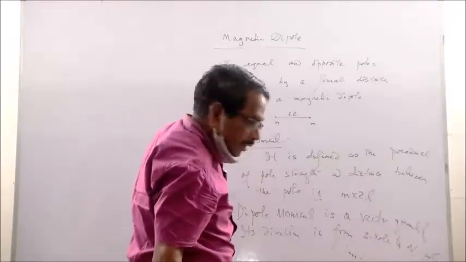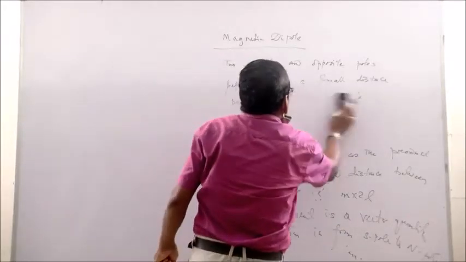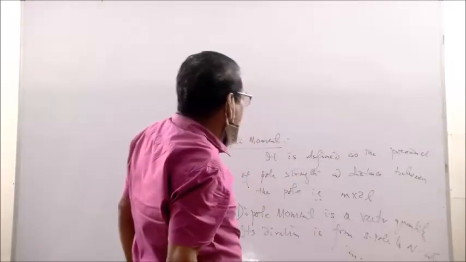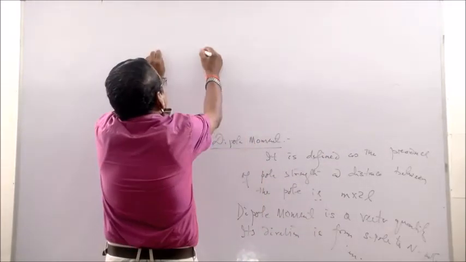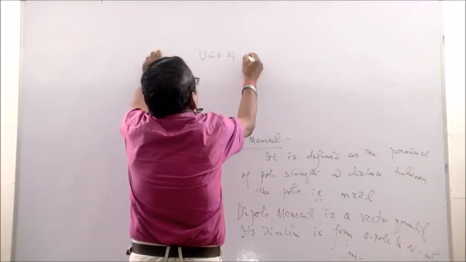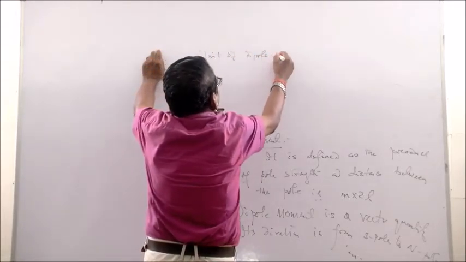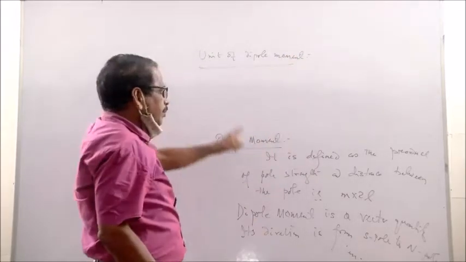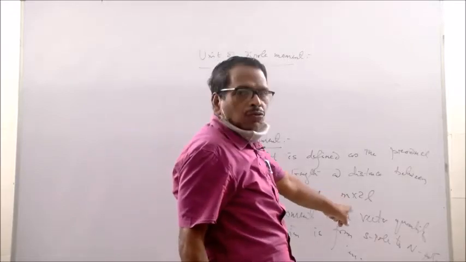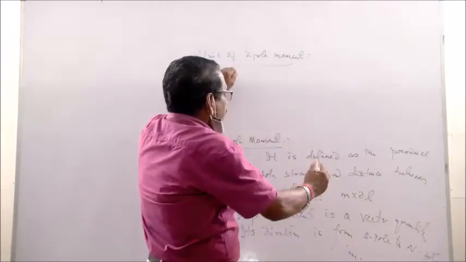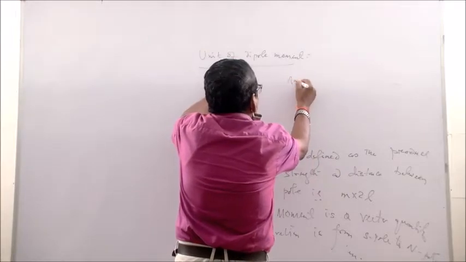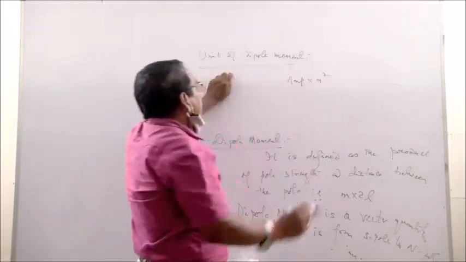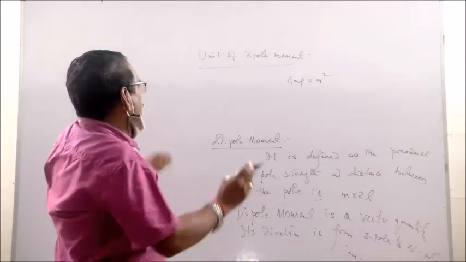Then what is the unit? These are important from the examination point of view, because in a short question they may ask what is the unit of dipole moment, what is the dimension of dipole moment, whether it is a scalar or a vector. All these things are very important. Unit of dipole moment: as you know, dipole moment is M into 2L. You know the unit of M, you know the unit of L. So in the SI system, this is ampere meter into again meter, so ampere meter square. The unit of dipole moment is ampere meter square.